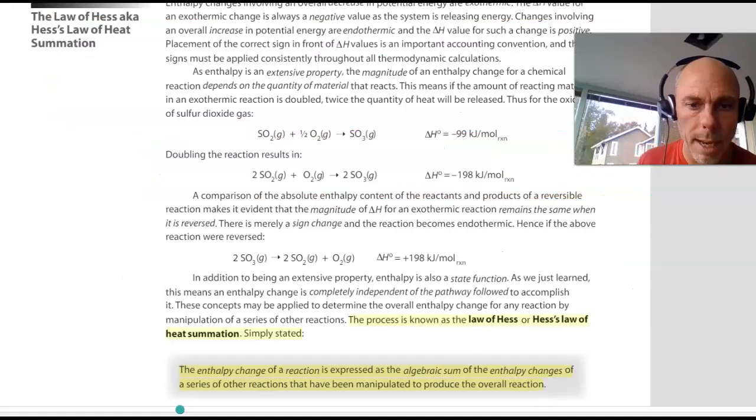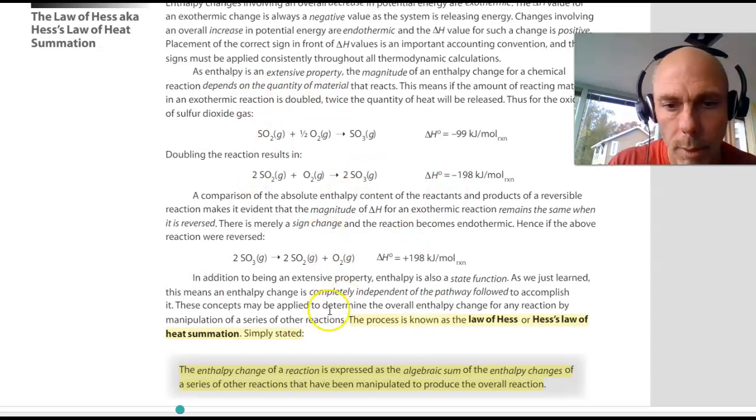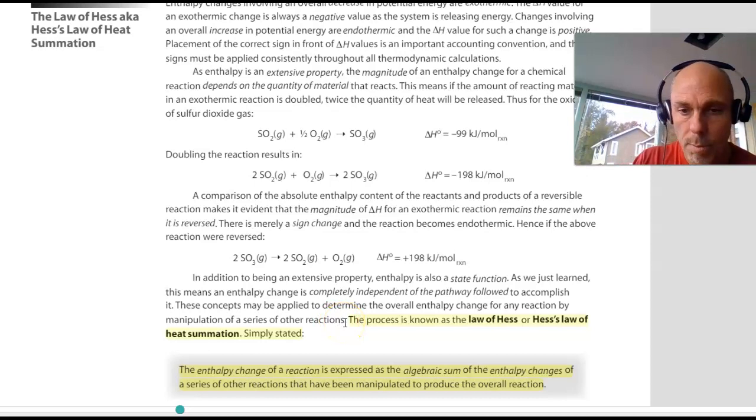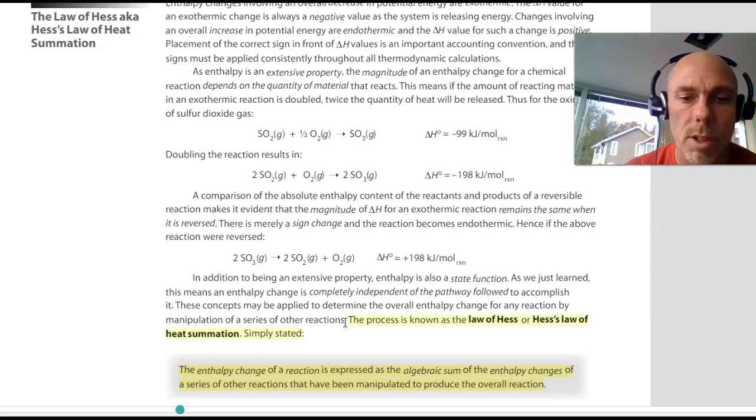I've scrolled down. I'm still on page 209 of the ebook, or 201 of the textbook. We can skip this stuff at the top if we want. This is all information and theory we know. I'm focusing on this phrase here at the bottom, which is this process I'm going to teach you about, this method or technique called the law of Hess, or Hess's law of heats of summation.